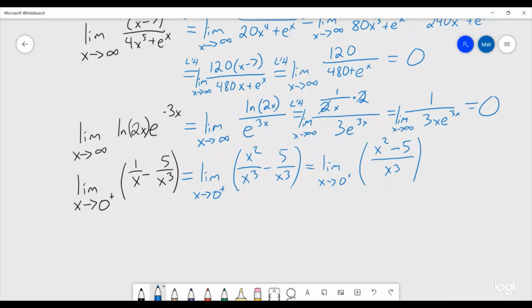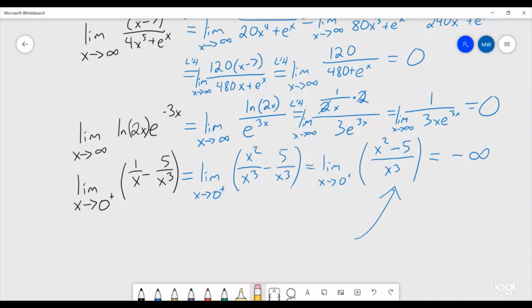Well, as we go to 0 from the right, this is now negative 5 divided by 0, and the bottom is always positive, so this is actually going to negative infinity, and we never actually needed to use L'Hopital's rule. But sometimes this form right here might have been a 0 over 0 or infinity over infinity case, and then L'Hopital's rule would have been necessary.